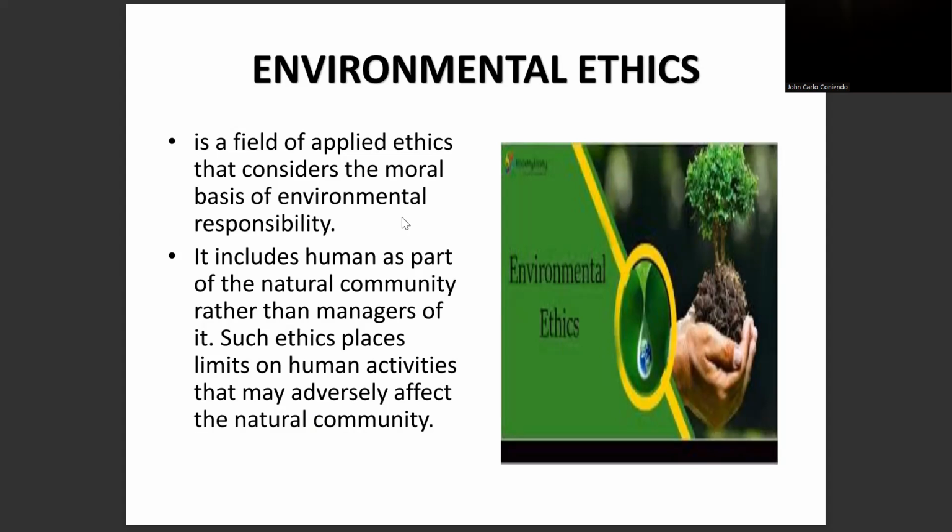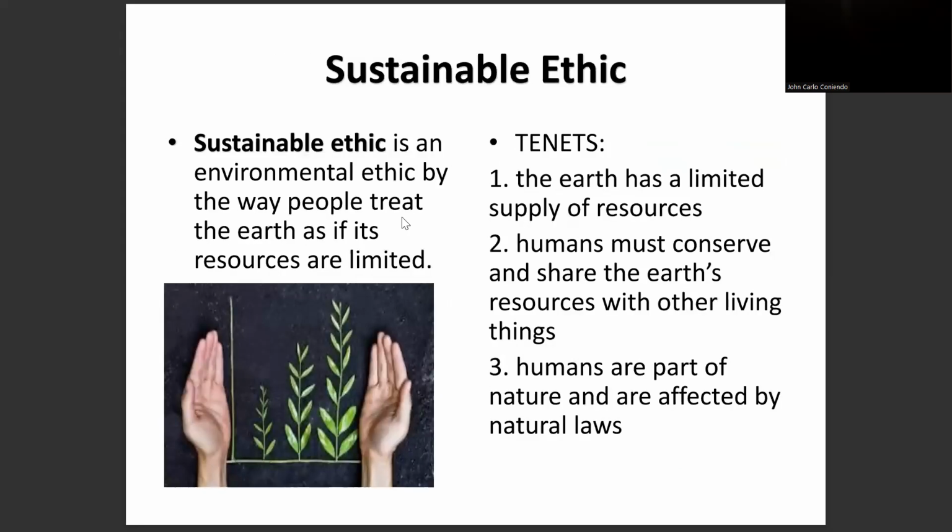Okay. So we need to think that our environment is limited in resources so that we will not exploit it, we will not take advantage of it, and we can think more about our future generations so that they will also have the resources that we are actually having right now. Connected to it is the sustainable ethic. The sustainable ethic is an environmental ethic where people treat the earth as if its resources are limited. Just like what I said earlier, when we think that our environment and our resources are limited, then we will conserve them.